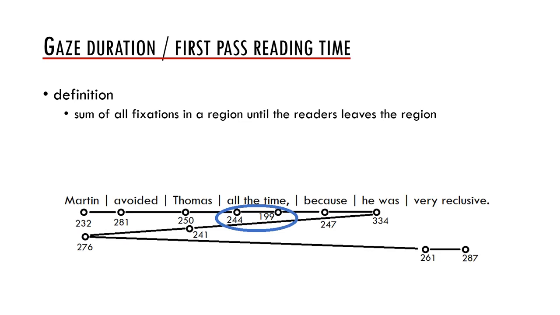You may see that it can be quite similar to the first fixation duration. In fact, the only region where first fixation duration and first pass reading time differs in this example is the region all the time. For regions Martin, avoided, Thomas, because, he was, very, and reclusive, these measures are identical. Therefore, this measure is typically more informative in case of longer regions, for example in discourse analysis.